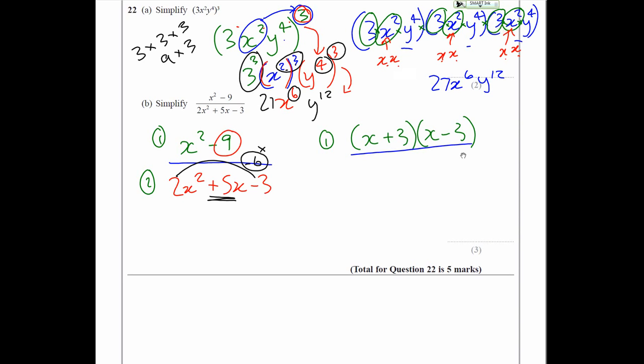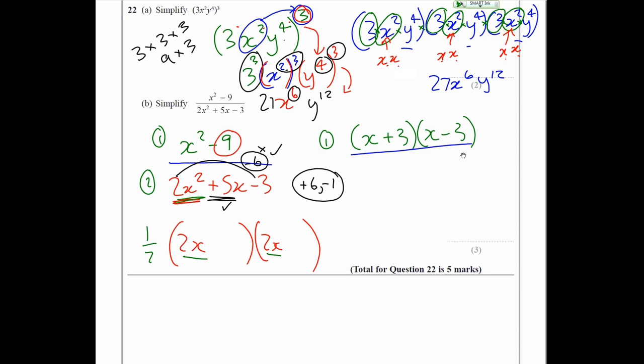So my 2 numbers are going to be, add to make 5, minus 6, no, plus 6 minus 1. Okay, they add to make 5, they times to make minus 6. Now my trick says, because there's a 2x squared, not just an x squared, I put a 2x bracket and a 2x bracket. I know this is going to give me actually 4x squared instead of 2x squared. So I can imagine a little half here. Okay. Now we said our 2 numbers were plus 6 minus 1.